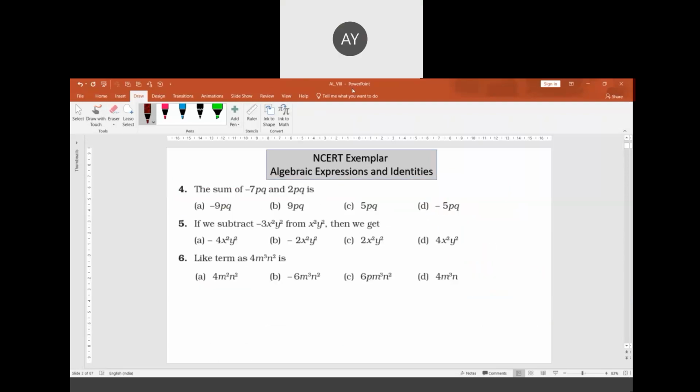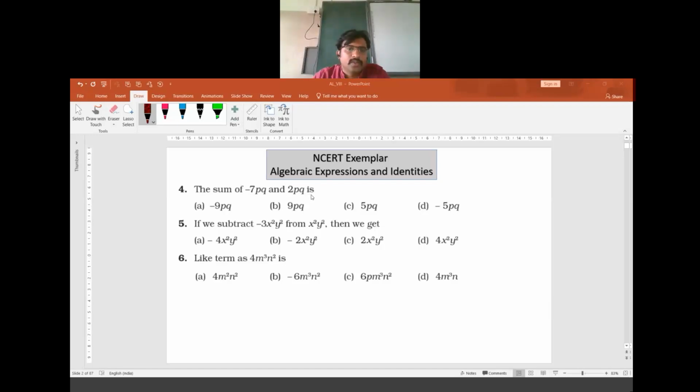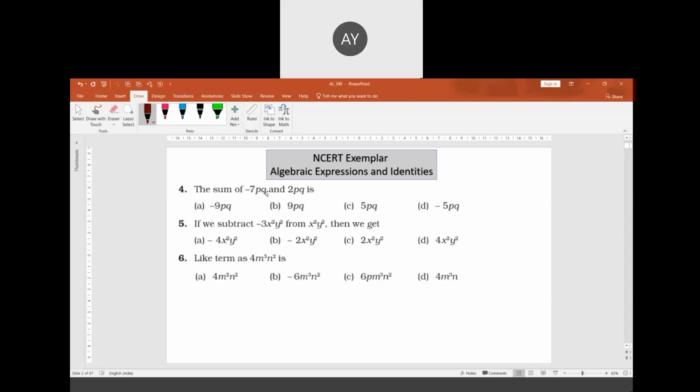Question 4. The sum of minus 7pq and positive 2pq is? Sir, minus 5pq. Is it not positive 5pq? No, sir, the greater number is negative. Greater number has the minus sign, so it has to be negative. Very good. Question 5.